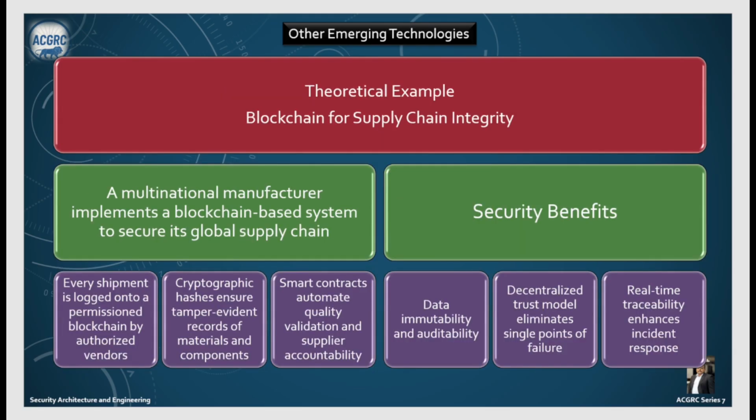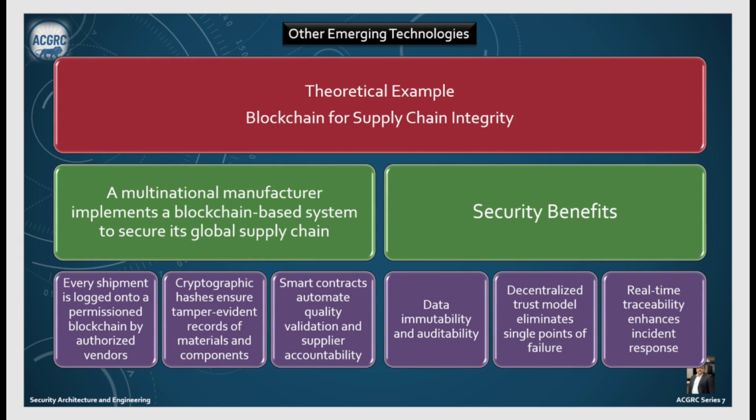Example: a multinational manufacturer implements a blockchain based system to secure its global supply chain, wherein every shipment is logged into a permissioned blockchain by an authorized vendor. Cryptographic hashes ensure tamper evident records of material and components. Smart contracts automate quality validation and supplier accountability.